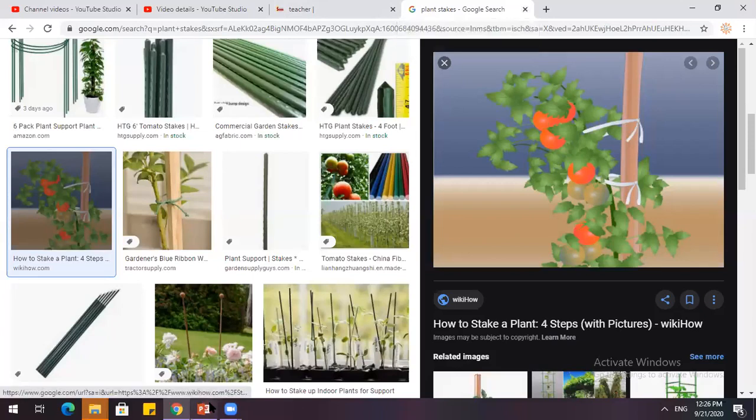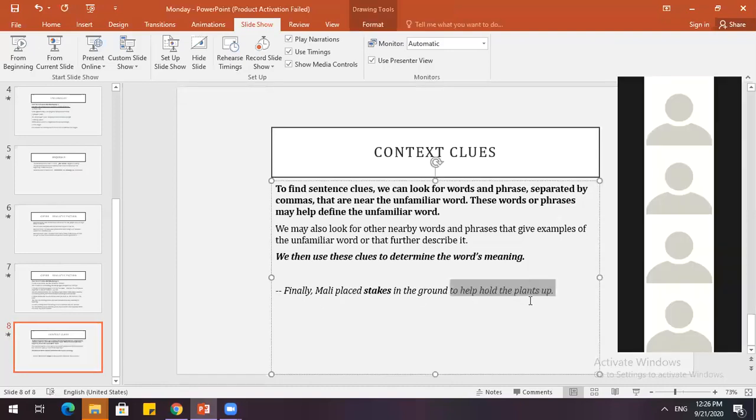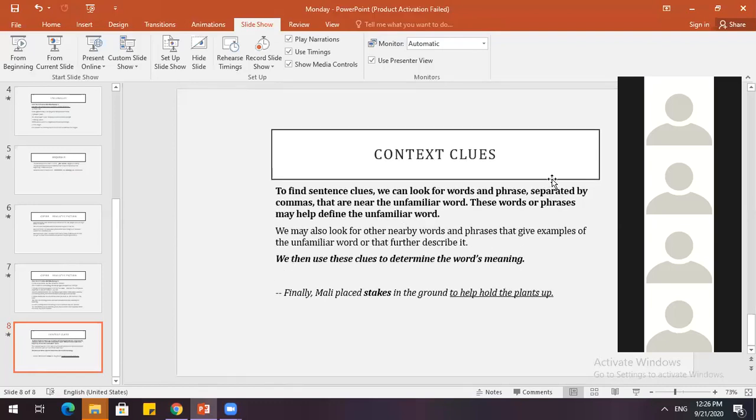All right. So let's move back now to our workbook. All right. So what is our clue? Finally, Mally placed stakes in the ground to help hold the plants up. If you would like to, you can write it, but I can't pause now, unfortunately. So you have to open the video after the session and you can write it, or not after the session because you have other sessions, but maybe after the school day you can open it and write this down. Although, guys, I prefer for you to write in your notebook. You guys can find this in your book.